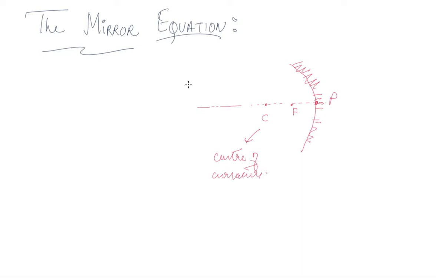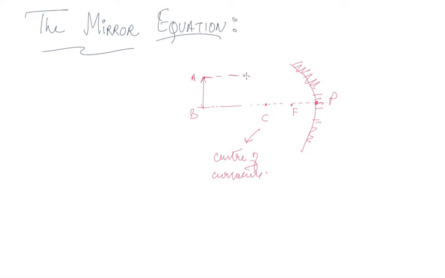So now let's consider an object AB that is standing upright. This is the object AB. Now the rays that will come from here, we'll just look at the top ray. The intersection of the two rays will give me the top point over here.